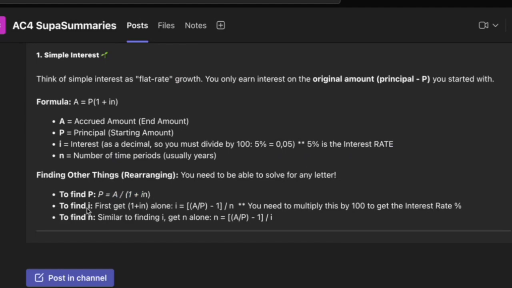And if you needed to find I or N, you need to get those alone. You can see it's inside the bracket, so we're going to divide both sides by P. So you're going to have end amount divided by start amount, and then you're going to have 1 plus IN on the right-hand side. So we're going to minus 1 from both sides, and we're going to get IN alone. And then if you want to get I alone, you divide both sides by N. And if you want to get N alone, you're going to divide both sides by I.